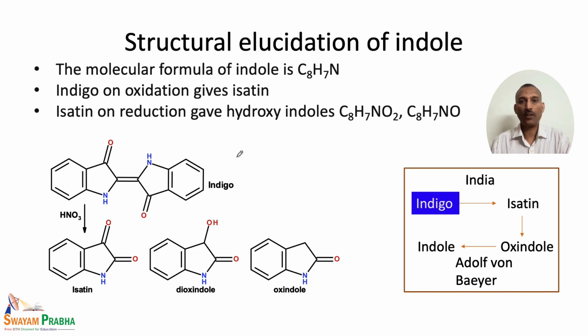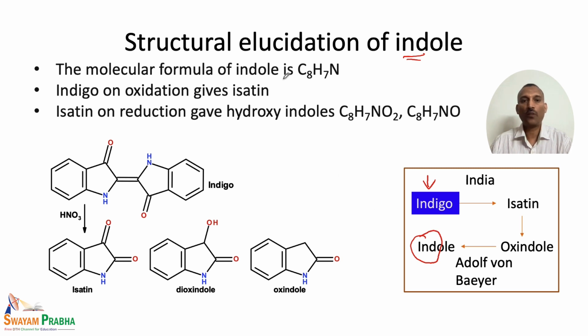As I mentioned earlier, the name of indole has something unique to our country. Basically the indigo dye, which is a blue dye, was first used in India, and the structure of this indigo dye was deduced to have some indole structures. From indigo, isatin was formed, and isatin was converted to oxindole, and Adolf von Baeyer converted oxindole to indole, and that is how he gave the name Ind. That Ind came from India, so the indole compound's name was given.